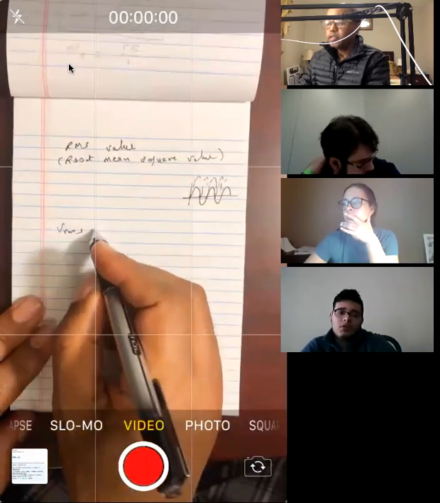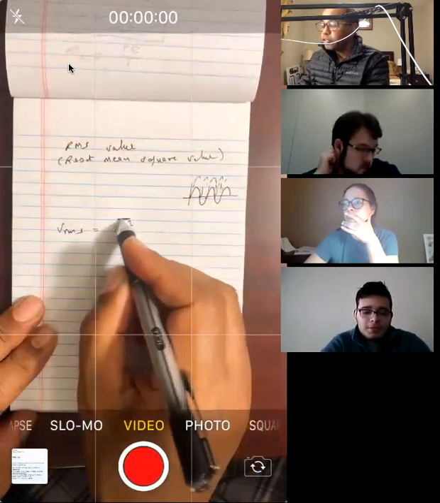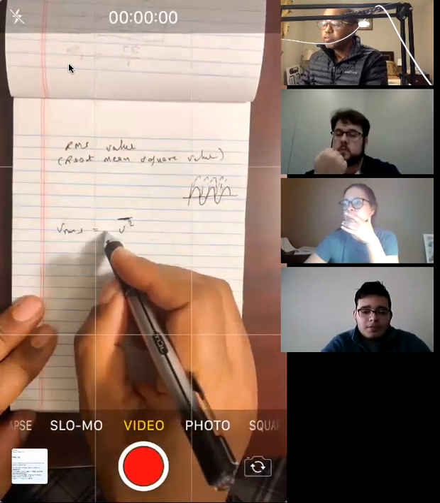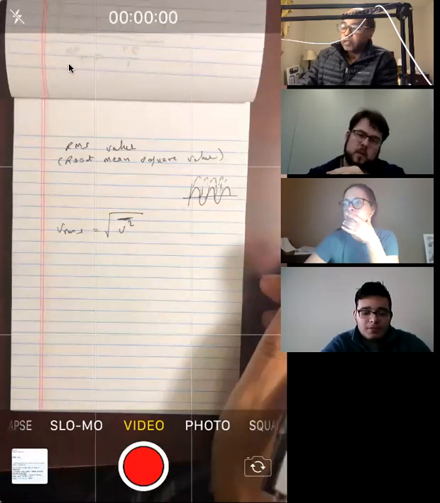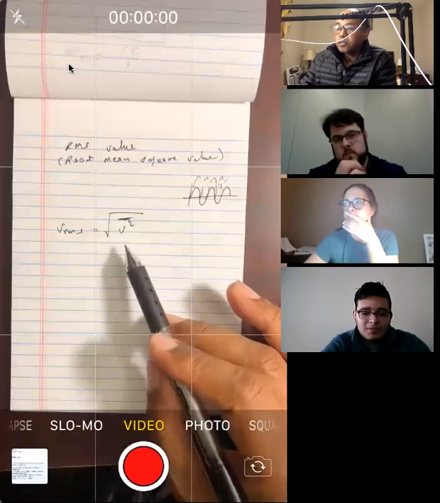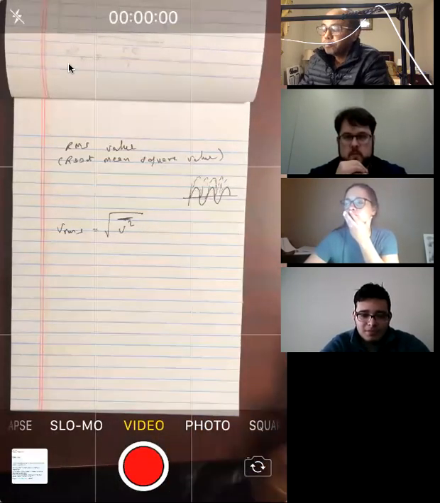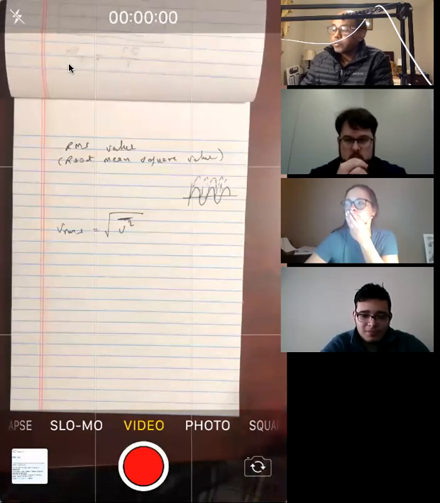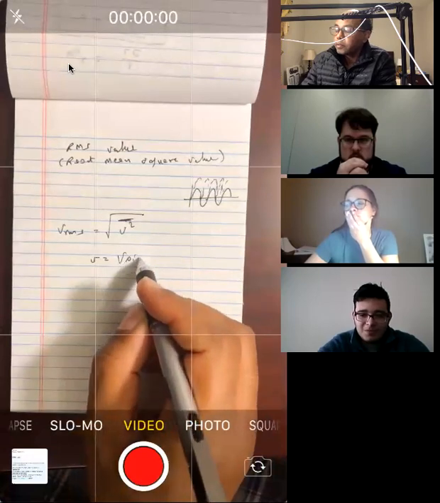RMS value: you take the signal, you square it, you take the average, this is the meaning of mean, and then take the square root. This is the definition of RMS value. You square the signal, you take the average, and then take the square root. So that'll give you a non-zero value, okay, because the square is all positive, okay? But we're interested in the average of this function, V sine omega t, okay?